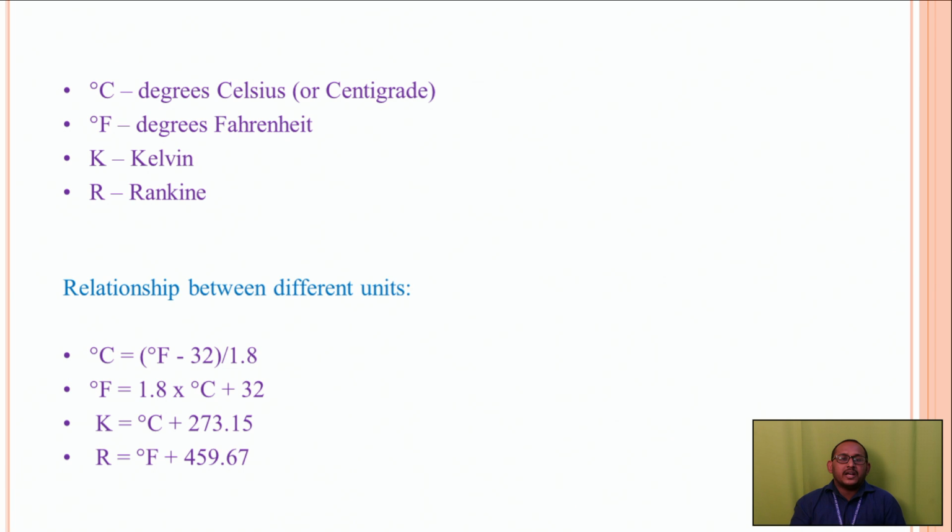Coming to the last point, that is the Rankine. In the Rankine, the conversion from Fahrenheit is nothing but R, that is the Rankine, is equal to degree Fahrenheit, that is the present value of the Fahrenheit, plus 459.67, which is the formula for conversion of Fahrenheit to Rankine.